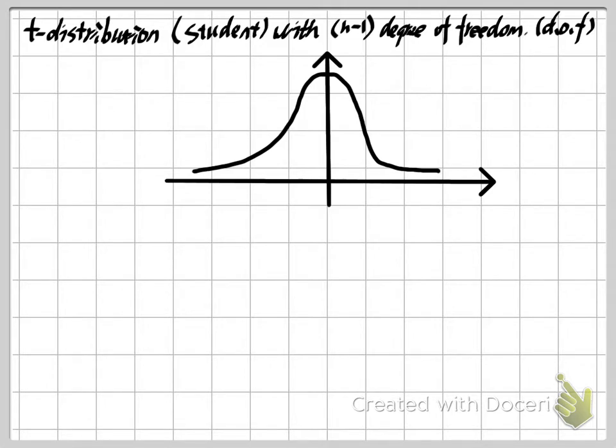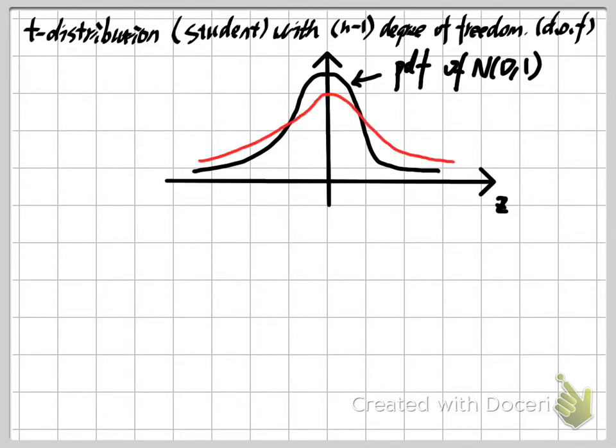Here, if you assume this black curve is the PDF of our standard normal random variable, and then we draw the PDF of our t distribution, it looks similar to the black curve, but the difference is this curve will have a lower peak, but will have a thicker tail. So that means it will look like this red curve. This is the PDF of our t distribution, or call it the student distribution.